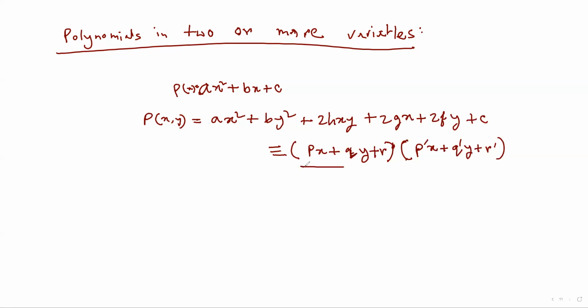That is, multiply these out and equate coefficients of individual terms from each side, and solve for p, q, r, p prime, q prime, r prime. And since there are 6 terms, there have to be 6 equations after equating term-wise coefficients, right? So 6 unknowns, p, q, r, p prime, q prime, r prime. 6 unknowns, 6 equations, you should be able to find a solution.